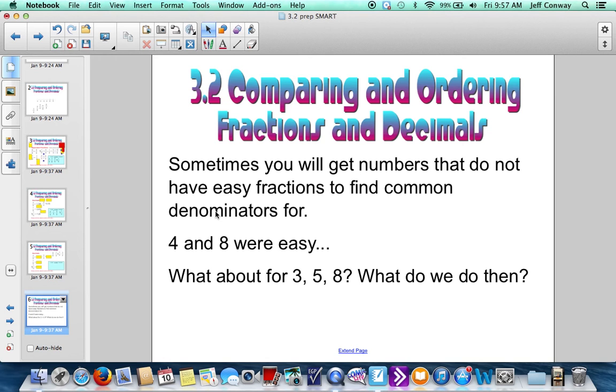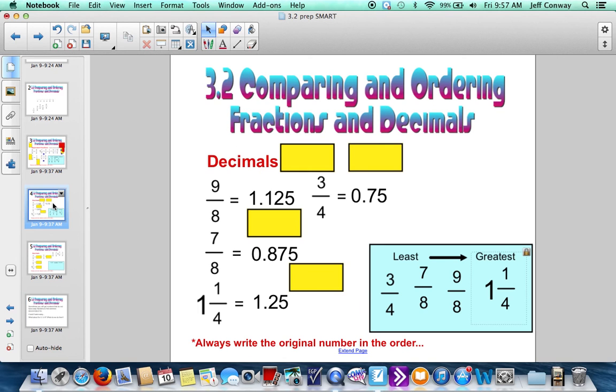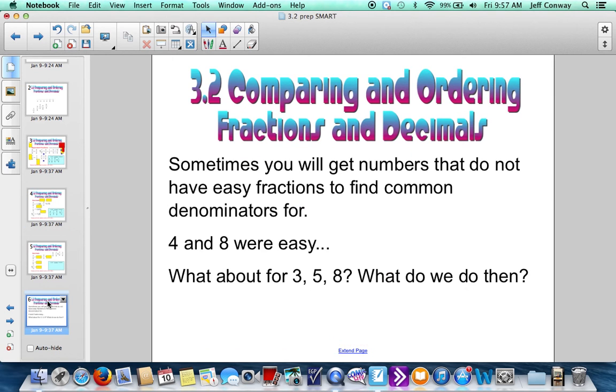What would we do then? That's when we would probably use the decimal way, going through and changing all of our fractions into decimals. You can do the decimal version anytime you want, but you especially want to make sure that you're doing it when you've got a wide variety of denominators.